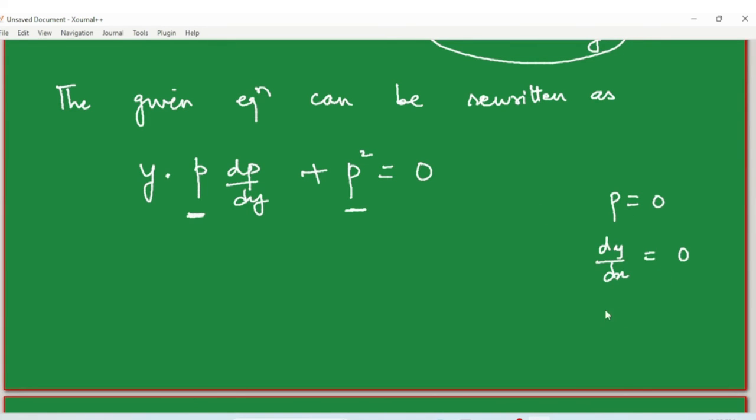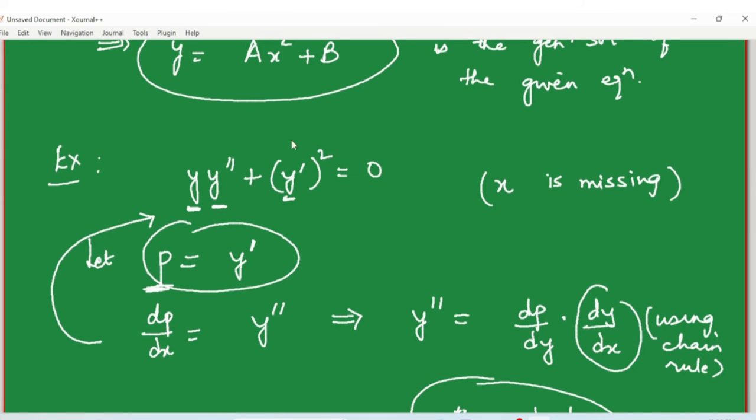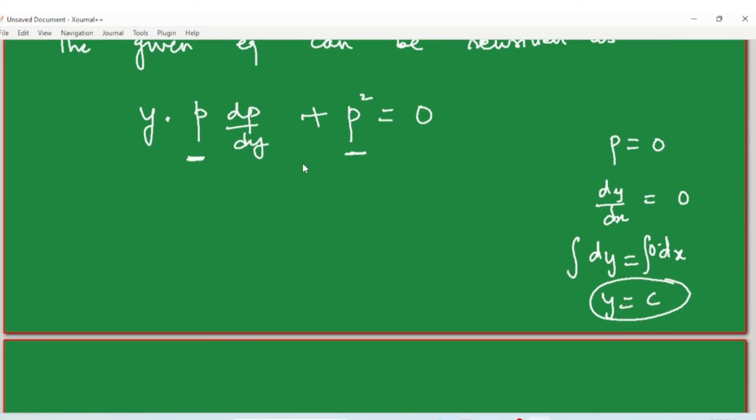So that means dy is equal to 0 times dx. Integrating both the sides, you can say y is equal to constant. So these are the solutions which are trivial solutions. You can see that these obviously satisfy the differential equation. If I take y as a constant, then y dash is 0, y double dash is 0. So this is a trivial family, but it's an incomplete family because it's only involving one arbitrary constant.